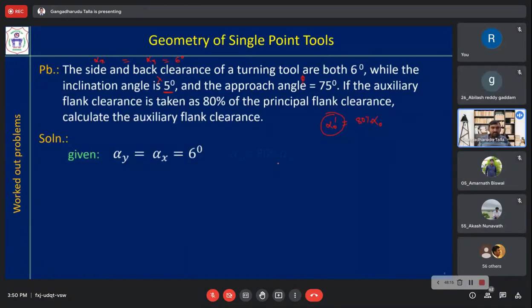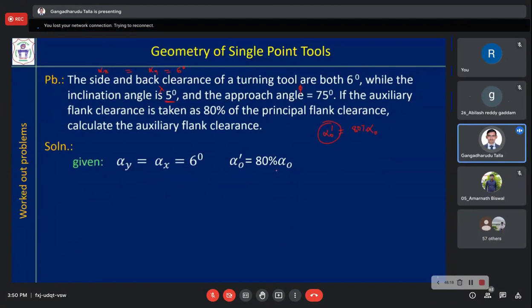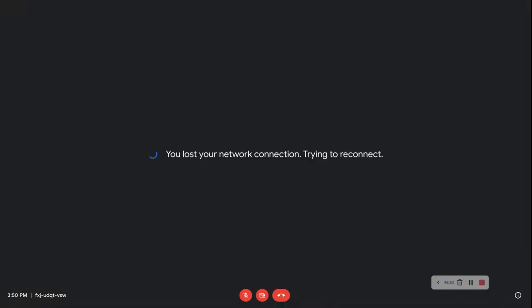So alpha y, alpha x equal to 6 degree. This is the relation: alpha O prime is equal to 80% alpha O. You have to find alpha O prime. So how will you find? You cannot find alpha O prime directly. You will find alpha O first, then use that alpha O to find out alpha O prime.